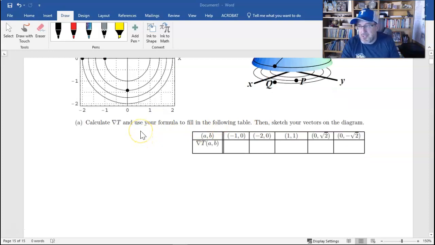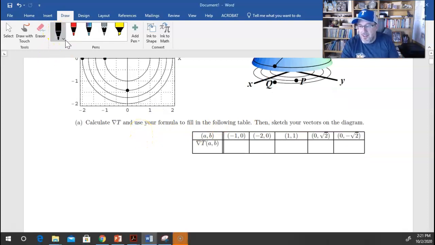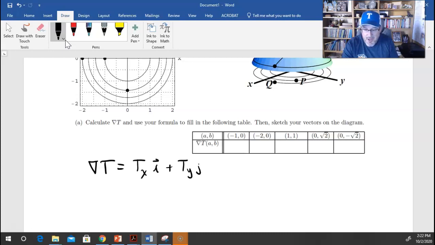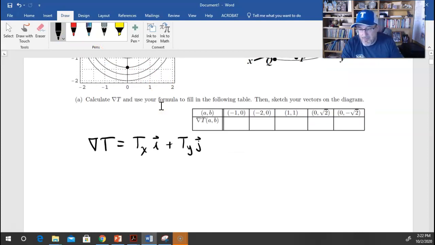So our first job is to calculate the gradient vector. Let me remind you that the gradient vector is a vector that's made up of the two partial derivatives. That is, if we take the partial derivative with respect to x in the i direction, plus the partial derivative with respect to y in the j direction. I'm going to use the ij notation. You don't have to. You can use your other different vector notations. It's totally up to you, but I'm doing it this way for now. So let's come over here and compute those two partial derivatives.